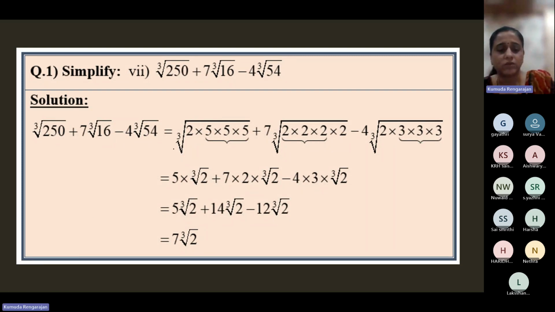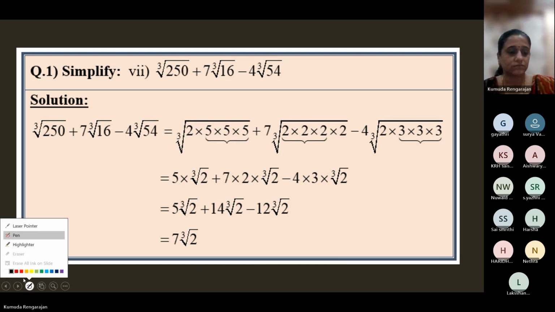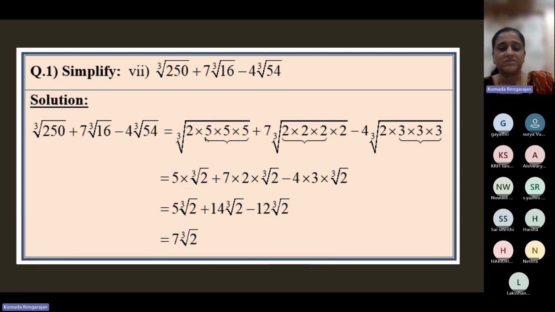In the next step, you can see the radical sign is a cube root. So from 3 equal factors, 1 comes out, because the numbers are under the cube root symbol. From 3 5s, 1 5 comes out, and this 2 remains under the cube root, not square root.